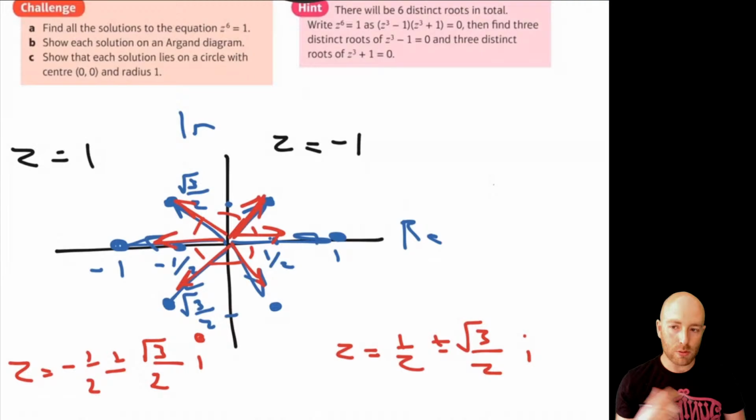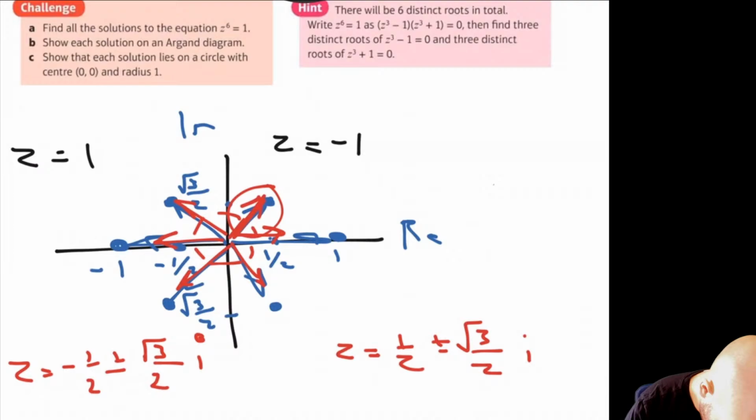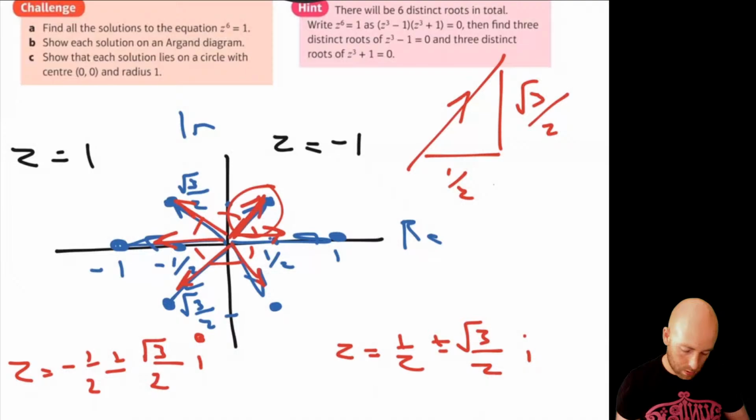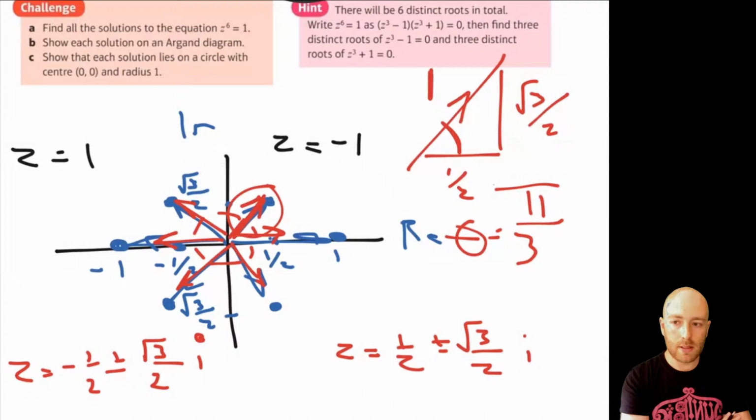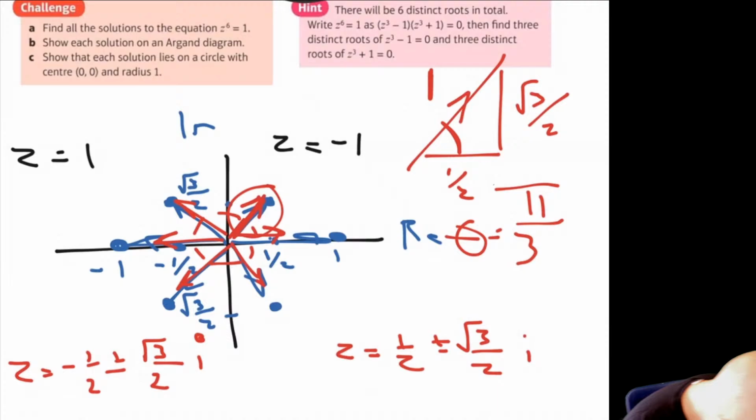But if I take one of these here, we've got a length of 1/2 here. Up it goes, root 3/2. If you find that length there, we could do 1/2 squared plus root 3/2 squared. We get 1, square root 1. We've proved that that side length is indeed 1. And if you want, you could find all the angles, and all the angles would turn out as being pi over 3, which again proves pi over 3 is that angle. So that proves that they all lie on a unit circle there. All right, let's move on to something new, because that took a lot longer than I initially planned.